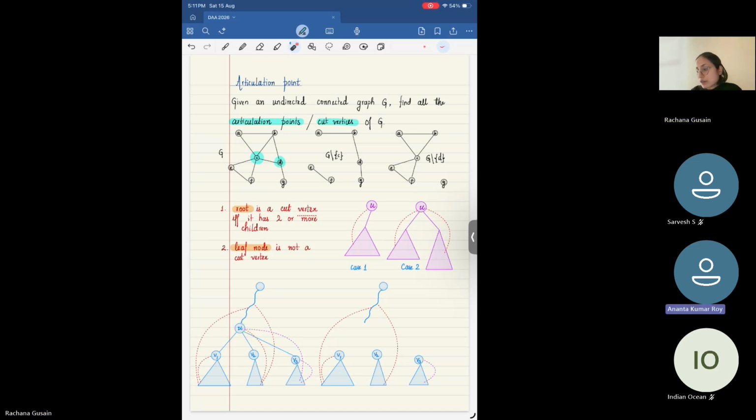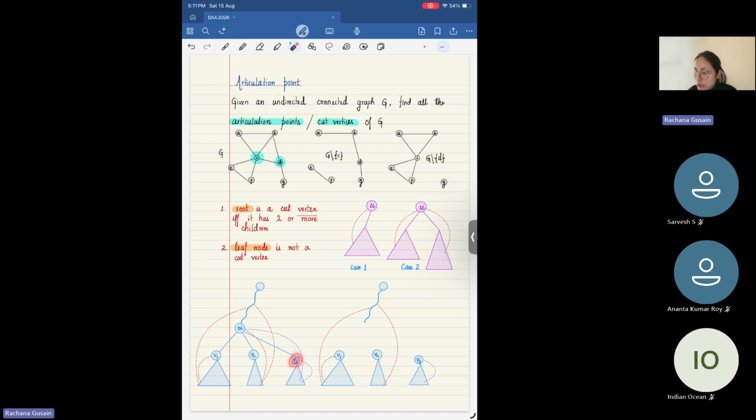And what about the remaining children? How do their lows compare with the DFS number of u? They are smaller than the DFS number of u. Yes, right? For every other child, I see that their low will be smaller because of this back edge. Their low number is smaller than the DFS number of u.